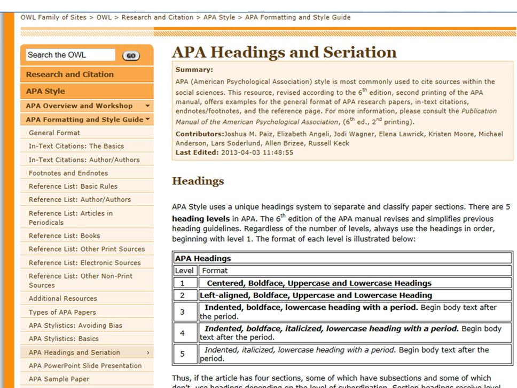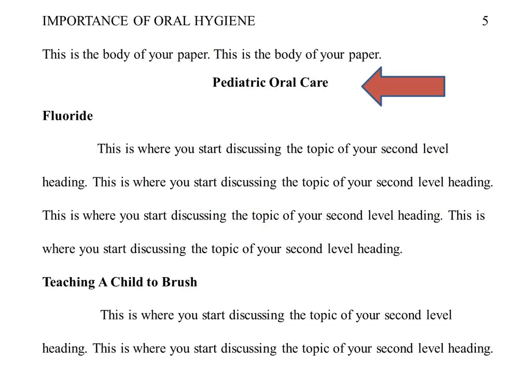Remember, OWL Purdue right here is telling us how to set up our headings, and so we see a level 2 heading is left aligned. So it's not centered, it is left aligned, and it's bold, and it uses uppercase and lowercase letters. Note also that all your headings are going to be in Times New Roman 12-point font. They're not going to be larger, and they're also not going to be all capped. Okay. So going back to our paper, again, we're looking at our first level heading of pediatric oral care.